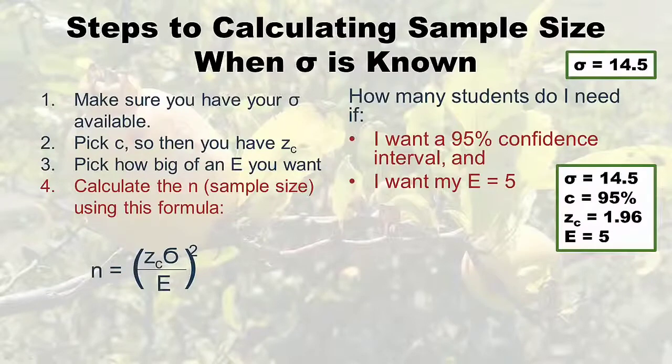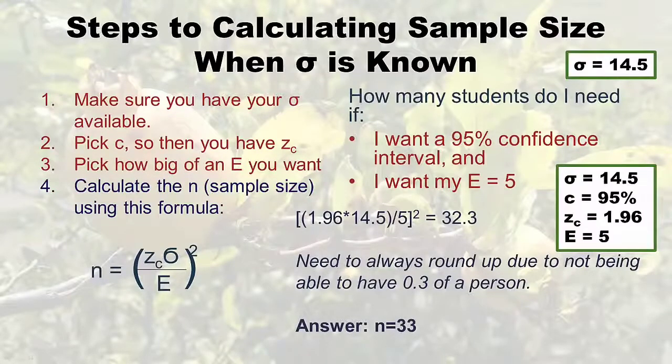First of all, we're going to use our population standard deviation, so I threw that in there, right? And then because I wanted a 95% confidence interval, our C is 95%, and then we're stuck with our Z sub C, which is 1.96, like I was showing you on the last table we were looking at. And I decided I wanted my E to be 5, so I put that in there. So that's steps 1, 2, and 3. So step 4 is calculate, so let's calculate.